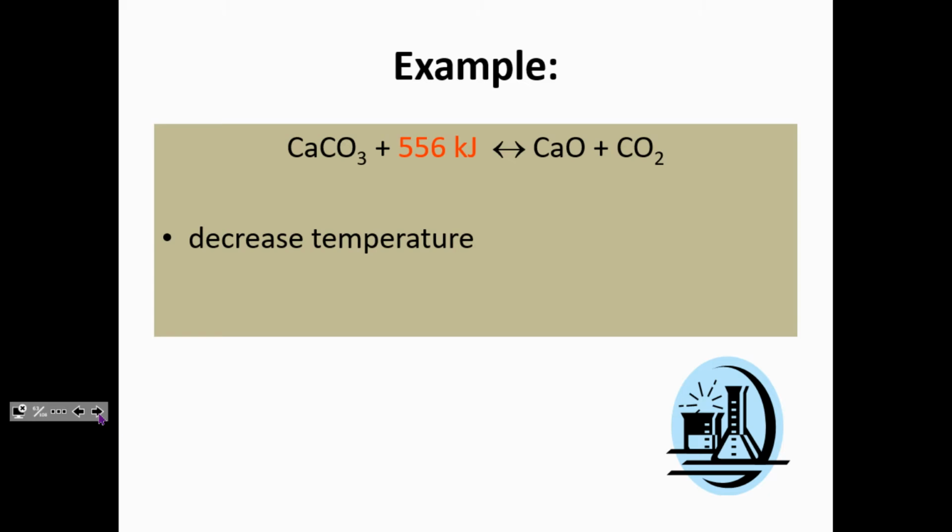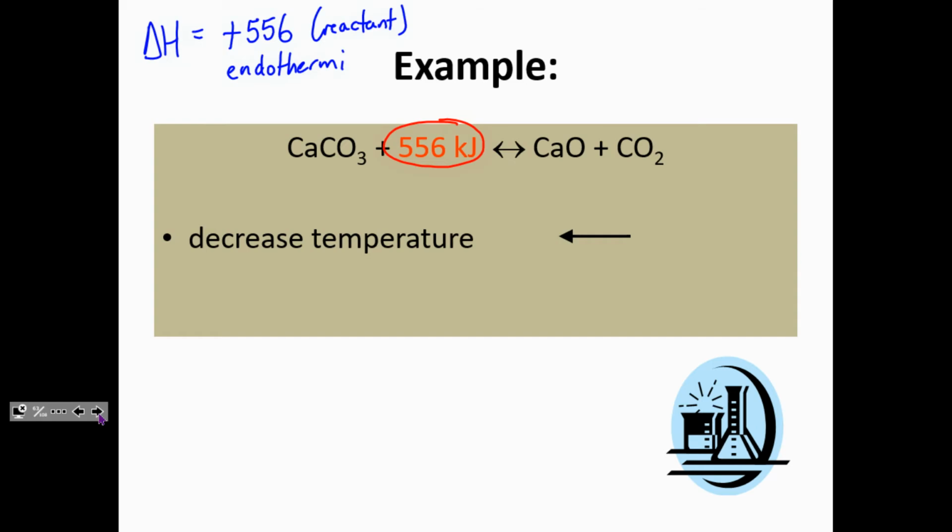So here we go. The reaction's been given to us. If we decrease the temperature, we're taking away some of this reactant, which would cause equilibrium to shift to the left. What we are not given here is the delta H. So we could ask you, what is the delta H? It would be a positive 556 because it's a reactant. And this tells us that this is an endothermic reaction. Energy is required for this reaction to take place.